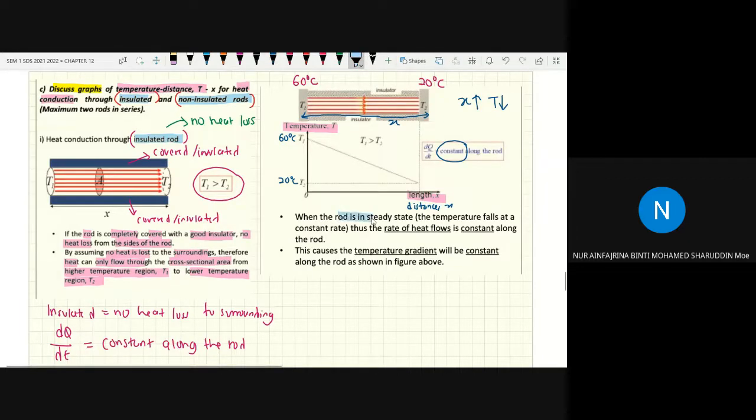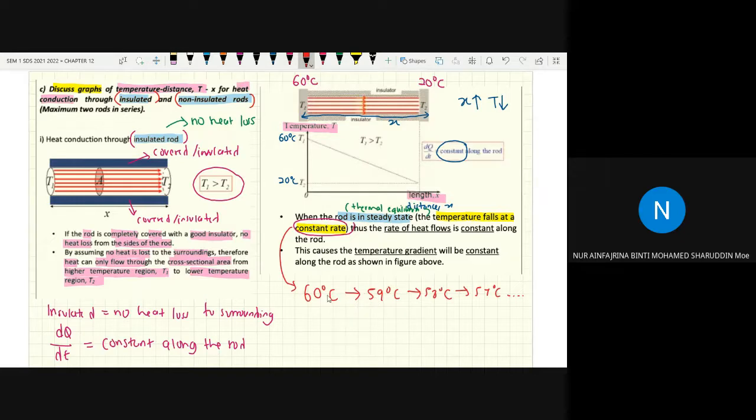So when the rod is in steady state, it has achieved thermal equilibrium. The temperature falls at constant rate. Okay, this is very important. Can you highlight what temperature falls at constant rate means? It means it falls like this: 60 degree Celsius will fall to 59 degree Celsius, 58, 57 and so on. So the temperature drops, falls, at a constant rate.